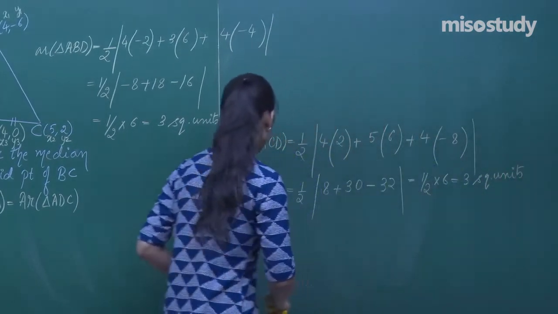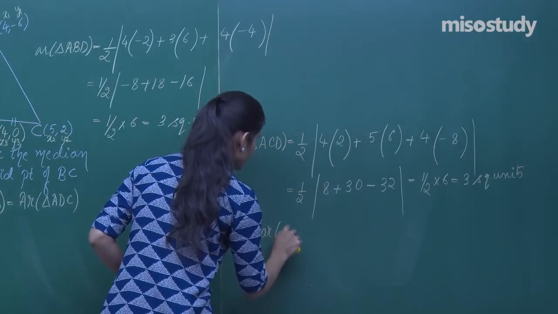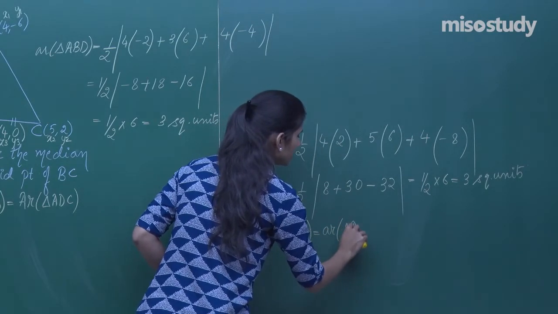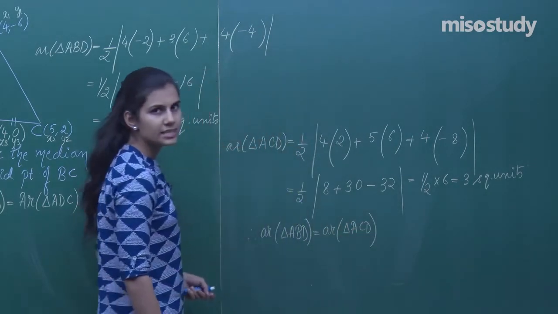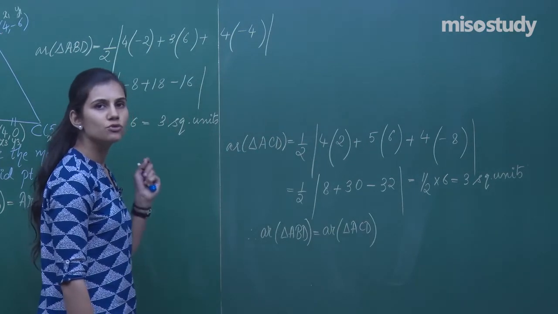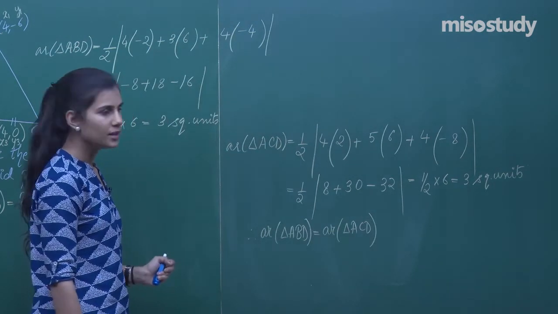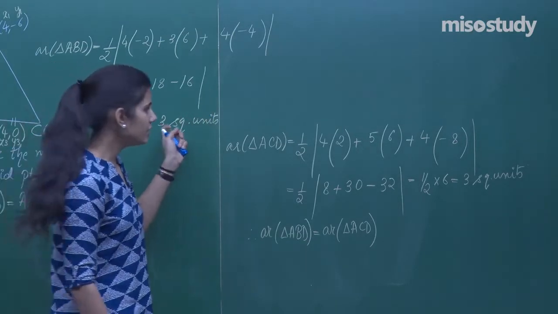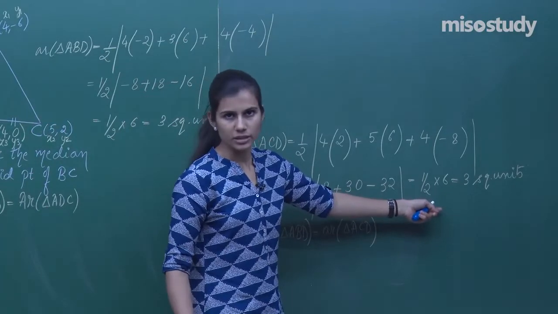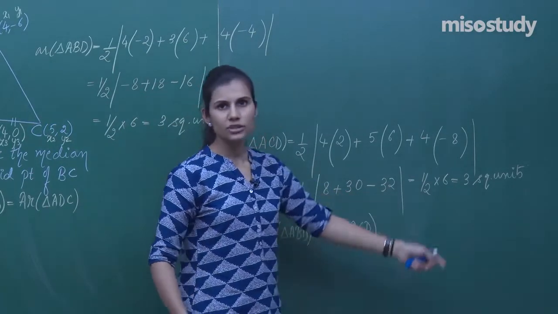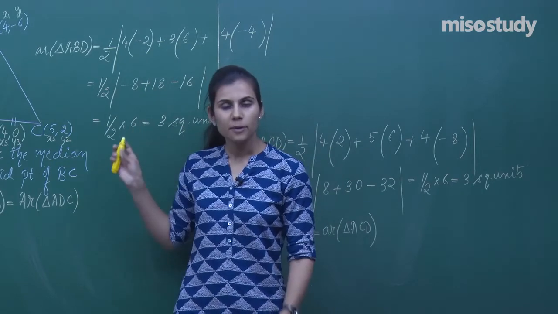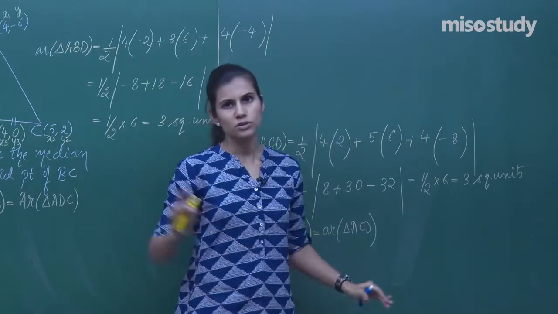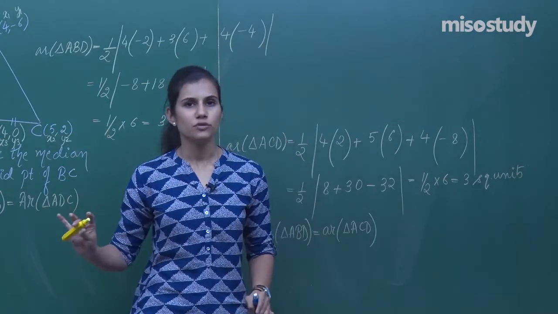So clearly you can see that the area of triangle ABD is equal to the area of triangle ACD. And therefore, yes, the median does divide a triangle into two smaller triangles of equal areas. Mind it, if you don't put the mod sign, here you will be getting minus 3 as the answer and here you are getting 3 as the answer. Both these are not equal. So many students commit this mistake, that the areas are not equal, and they end up not being able to verify the result.